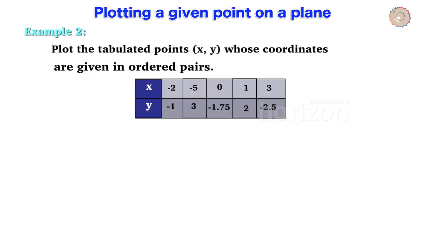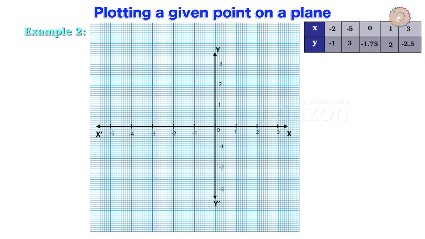Let's see another problem. Plot the following points xy whose coordinates are given as ordered pairs. So first, on a graph sheet, draw the xy plane. Please note that we need to extend the numbers mentioned in the ordered pairs. For example, since the x-coordinates have values from -5 to 3, mention them in the plane. Now it's easy to mark these coordinates on the plane. We can mark (-2, -1), (-5, 3), (0, -1.75), (1, 2) and (3, -2.5) like this.